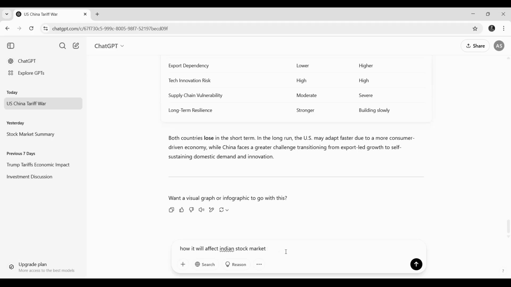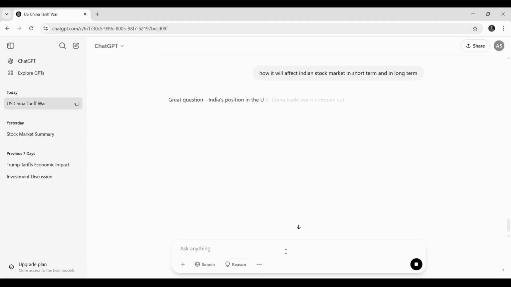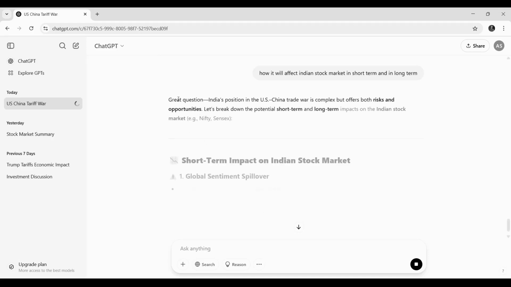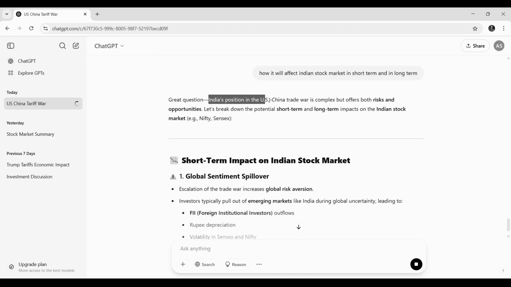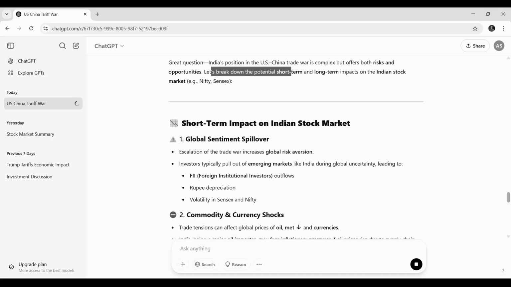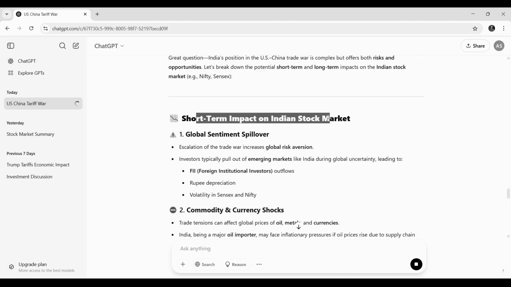How will it affect the Indian stock market in the short term and in the long term? Okay, so India's position in the US-China trade war is complex but offers both risks and opportunities. Let's break down the potential short-term and long-term impacts on the Indian stock market, for example Nifty and Sensex. Okay, so the short-term impact on the Indian stock market.